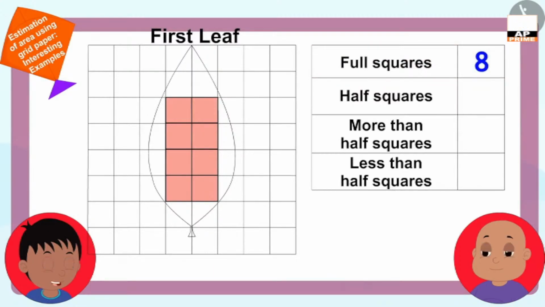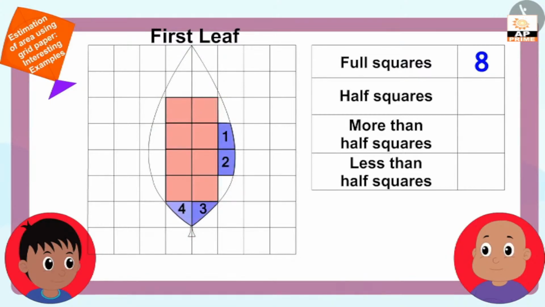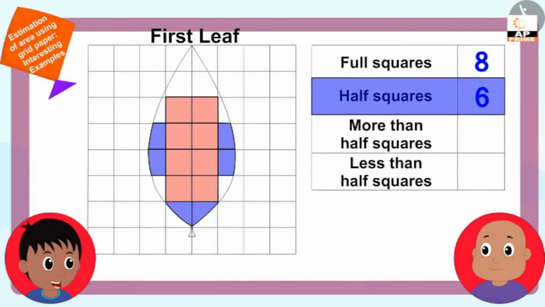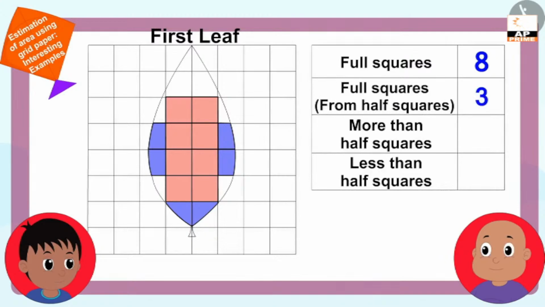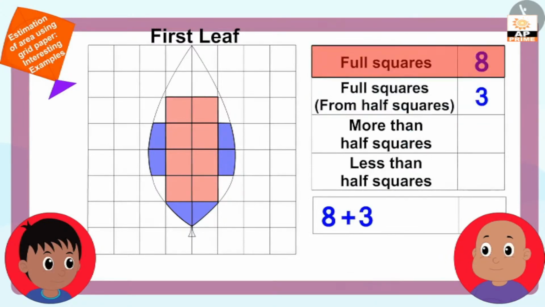Raju wrote down the number of full squares in this way. Now, can you tell me how many half squares are there in the area of the first leaf? Raju asked. Bablu looked closely and said, 6 squares. 6 half squares. We can even write them equal to 3 full squares. Raju added 3 to the number of full squares previously written.